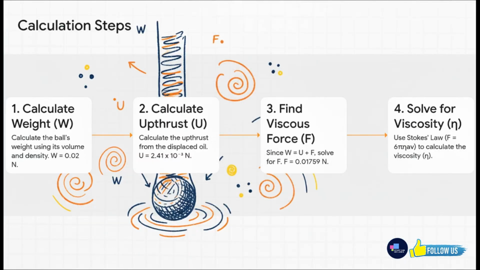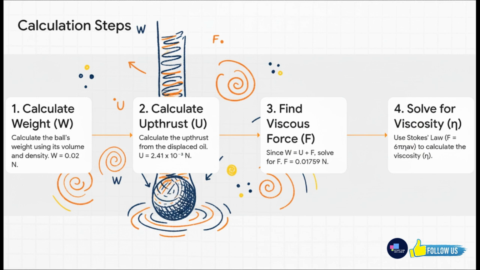So we just work through it step by step. First, we calculate the weight of the steel ball. That comes out to 0.02 newtons. Next, we calculate the upthrust, which is just the weight of the oil that the ball pushes out of the way. That's a much smaller number, about 0.00241 newtons. Now, since W equals U plus F, we can just rearrange it to find F. The viscous force is the weight minus the upthrust, which gives us 0.01759 newtons.